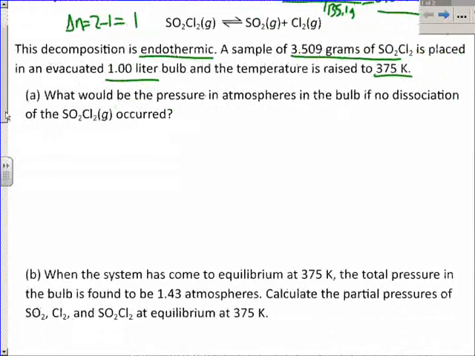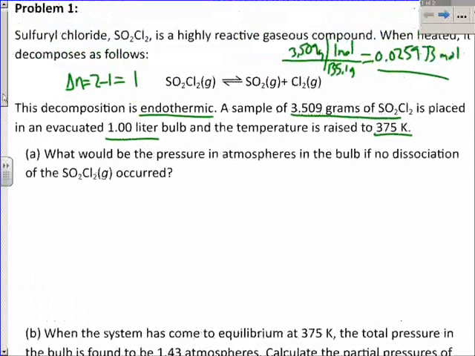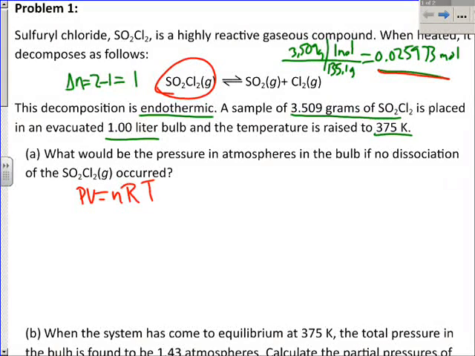Now, when you get into the question, it says, what would be the pressure in atmospheres in the bulb if no dissociation of SO2Cl2 occurred? In other words, what would be the pressure in here if all of this stayed as SO2Cl2? Well, we know we've got this number of moles of that substance, and it's asking about pressure. So pressure and moles, that sounds like PV equals nRT. They give us a temperature, we've got the moles, they give us the volume, and so forth. So it sounds like a relatively straightforward calculation.